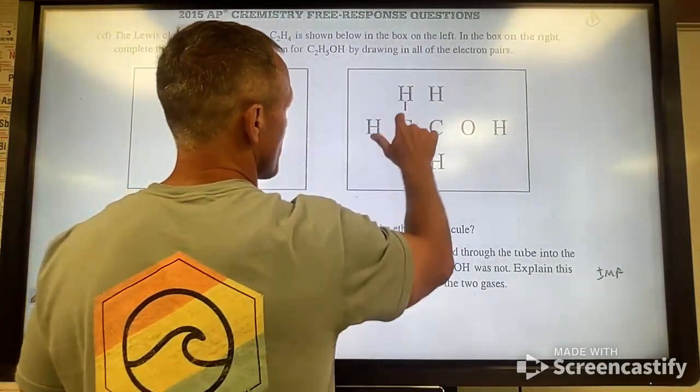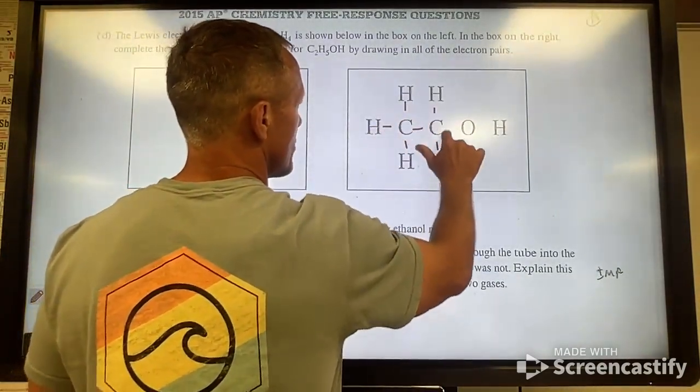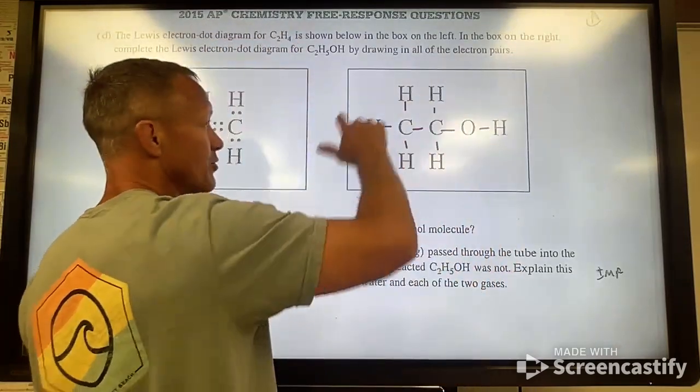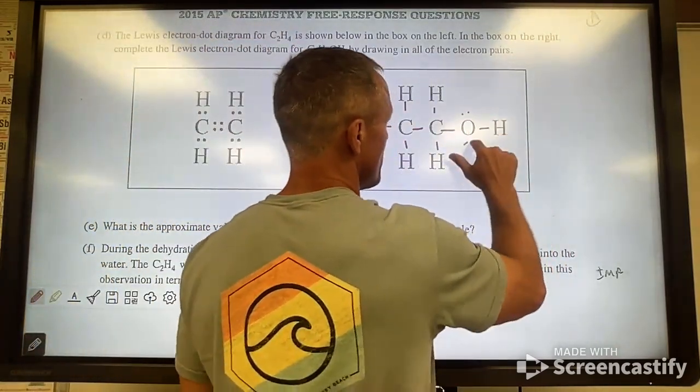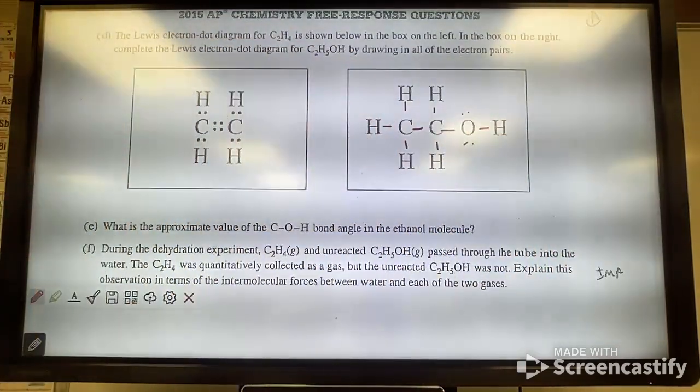Actually, we had this one, another one. Carbons almost always form 4 bonds. If you add up your total number of electrons, there's 2 new lone pairs on oxygen. I'm not going to go through that.